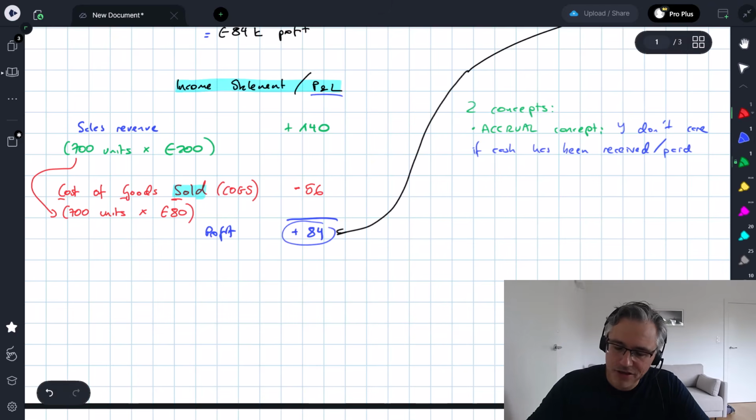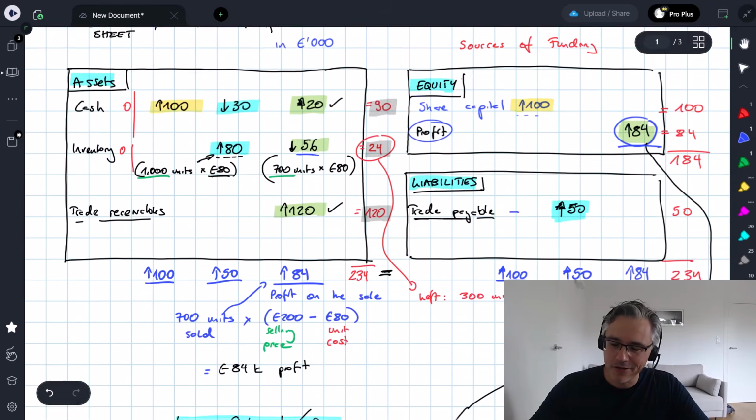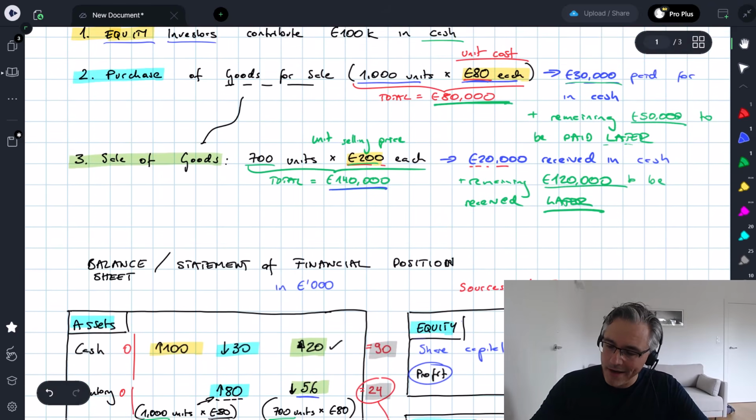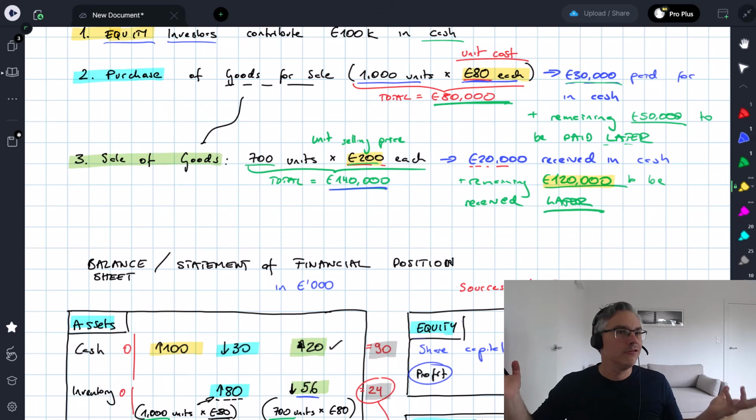You see, when I show you my revenue of 140,000, I'm not really bothered about the fact that my clients haven't paid 140,000 of cash. I haven't received that money. I'm still waiting for quite a big portion of it, namely 120,000, but I still show you that I've earned 140 because I've done a sale.